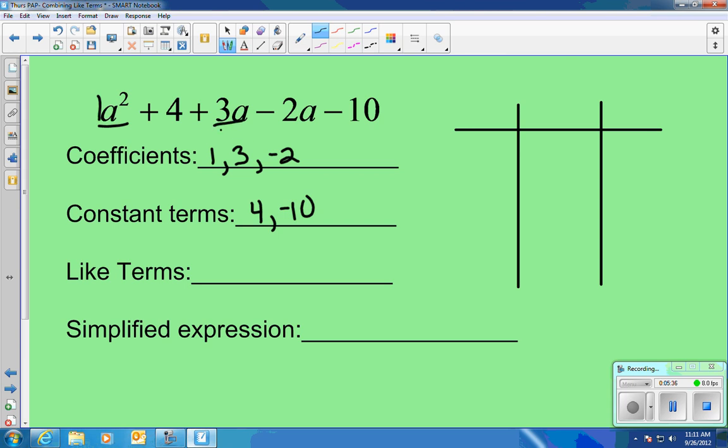So the only like terms we have are 3a and -2a and 4, so I'm going to underline those 3 times, and -10. So when I combine, my a squared goes first. That has the highest exponent, so it's going to go first. And that's going to be followed by my 3a and my -2a, which simplifies to just 1a. And then you follow it up with your numbers, which is -6 when I combine my 4 and my -10.